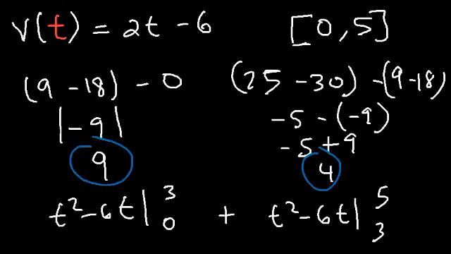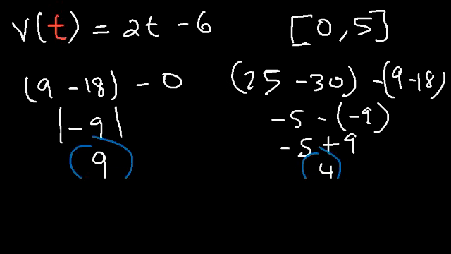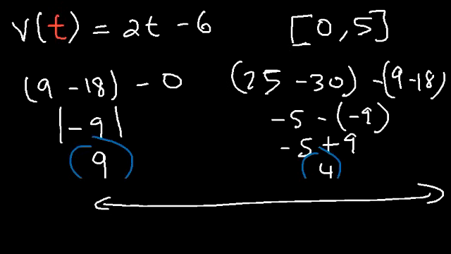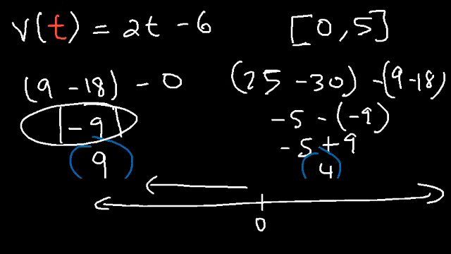In the last example, we got a displacement of negative 5. Now let's understand why. So let's draw a number line. So let's assume that we started from 0. The first answer was negative 9. So the particle traveled 9 units to the left. And then the second answer was positive 4. So it traveled 4 units to the right.